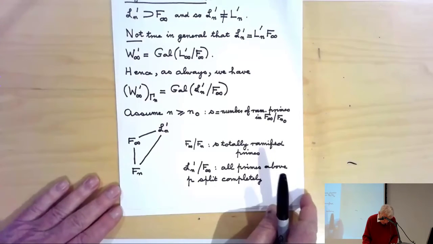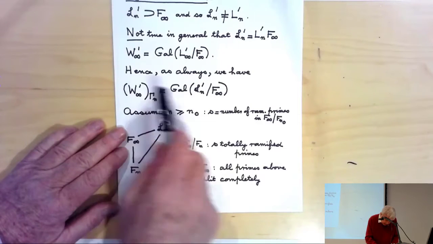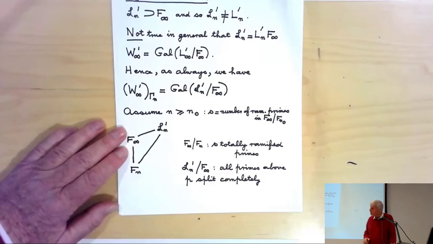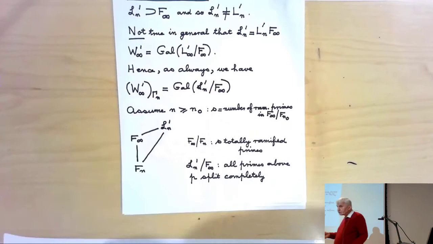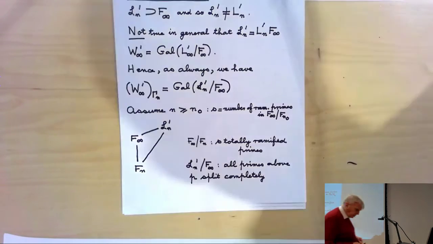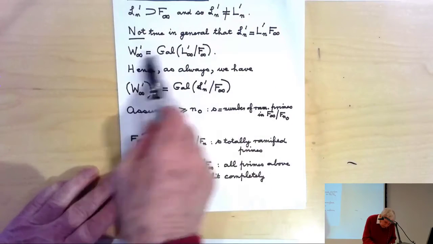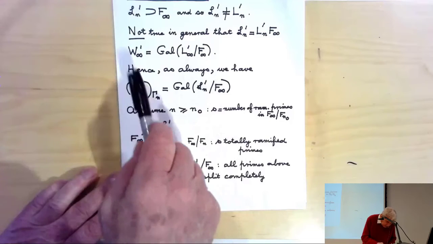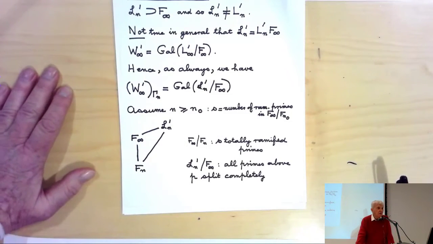And let's recall that, by definition of the curly L_n prime, of course, it's the maximal abelian p-extension of F_n contained in L infinity prime. So this Galois group of curly L_n prime over F infinity, just by the very definition, will be the Gamma_n coinvariants of W infinity prime.